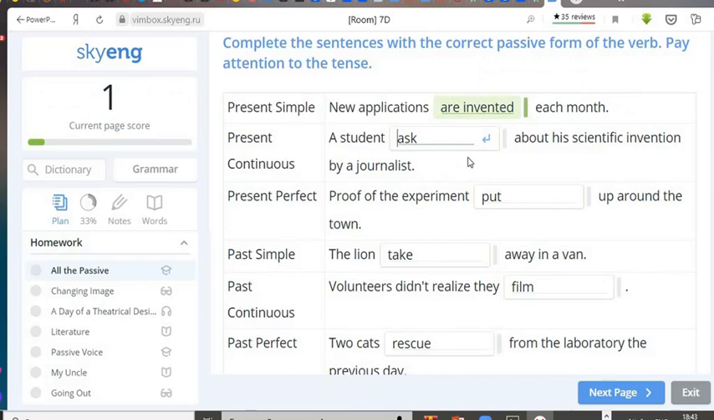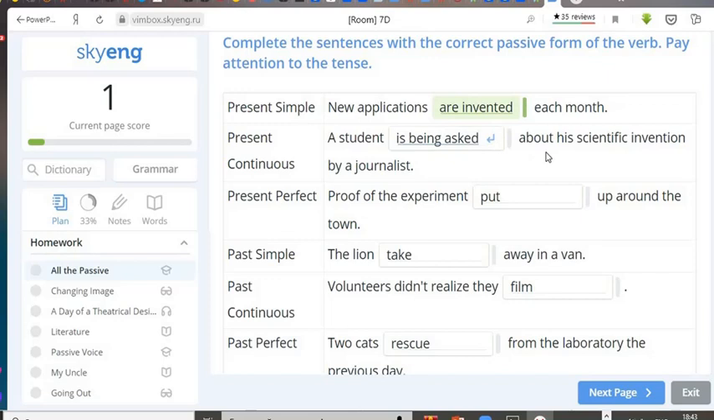Then, present continuous. A student asked about his scientific invention by a journalist. What should we do? We have to use the verb to be in present continuous. A student is being asked about his scientific invention by a journalist.